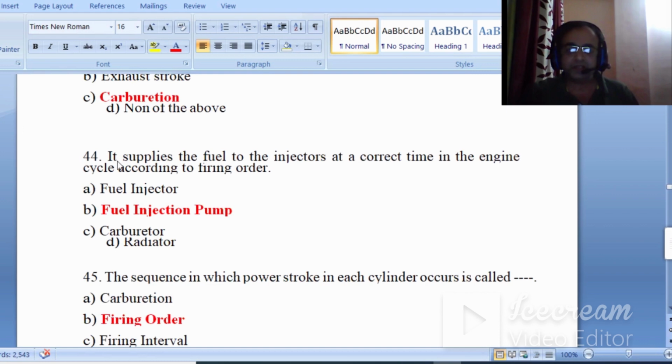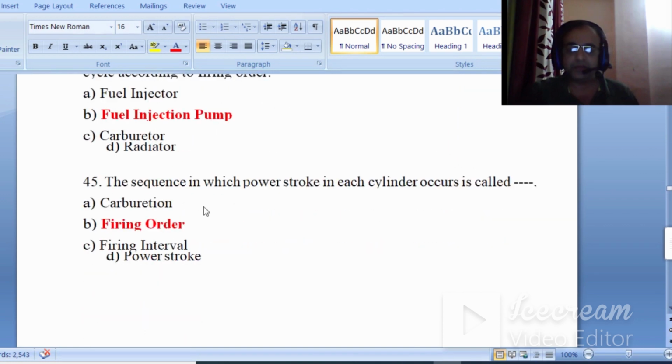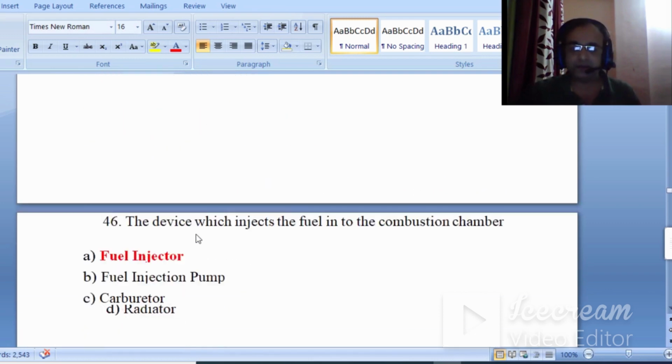Then the next question is, it supplies the fuel to the injectors at a correct time in the engine cycle according to the firing order. It is a fuel injection pump. This will be the correct answer. Then the next objective is the sequence in which the power stroke in each cylinder occurs or takes place, which is known as the firing order.